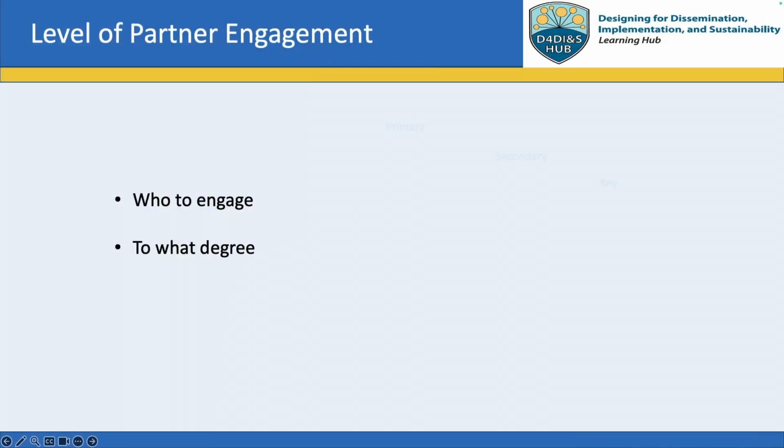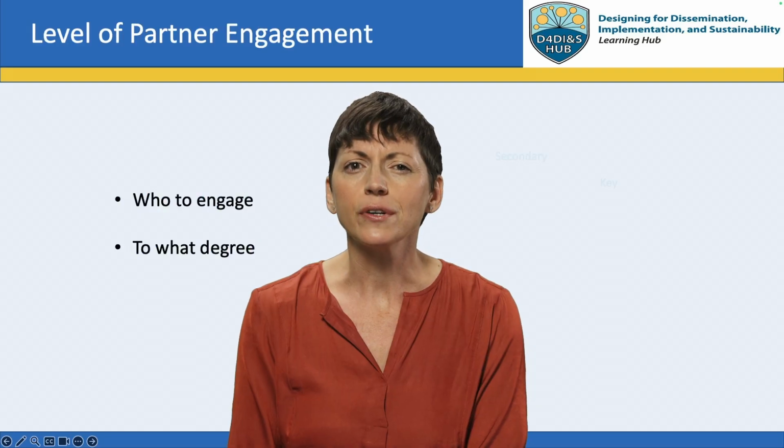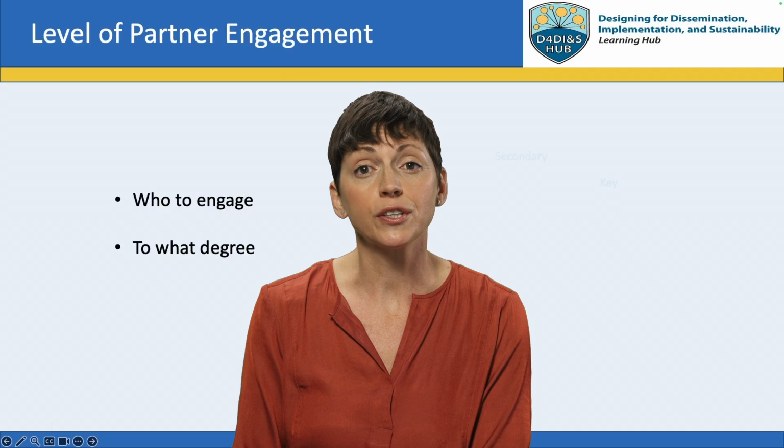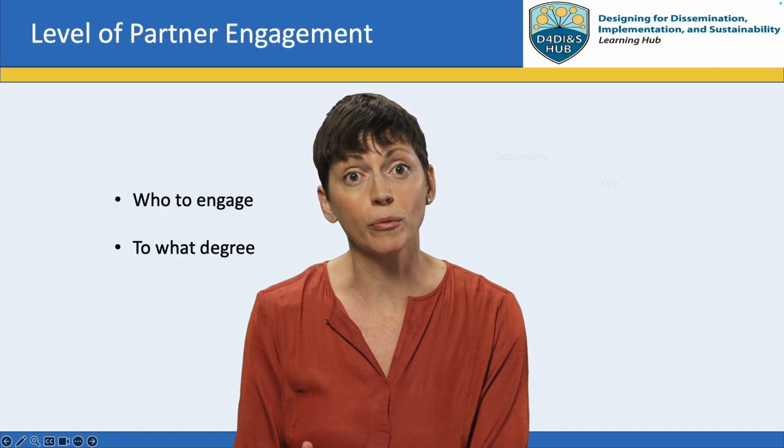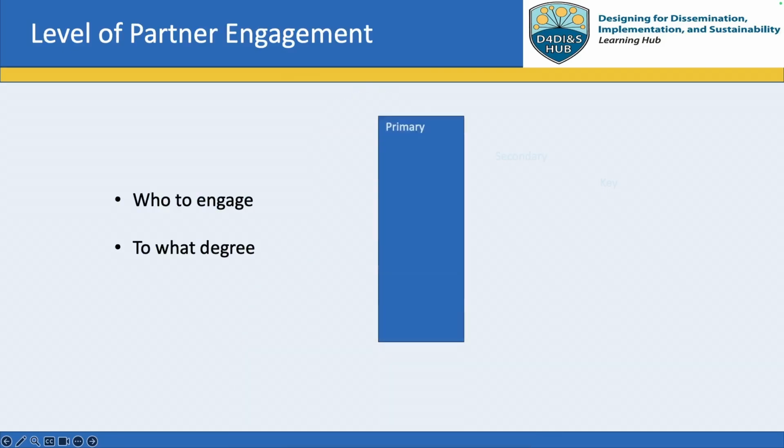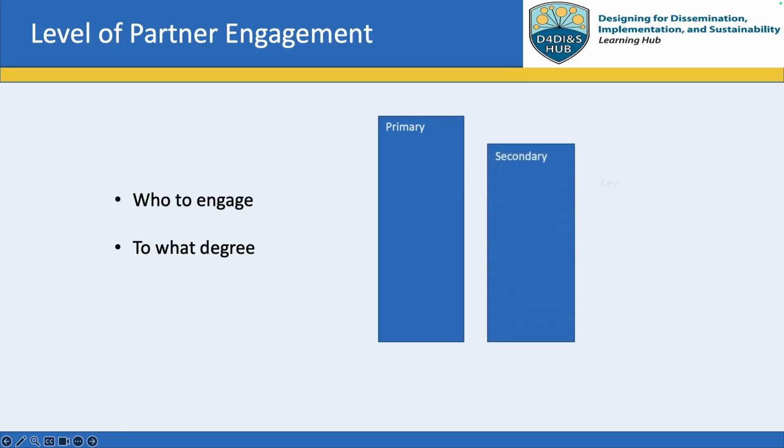One way to characterize partners is by their relationship to the intervention. It's important to consider who to engage and to what degree, since this will vary between your partners. Primary partners are the people or groups directly affected, either positively or negatively, by your intervention. These are the beneficiaries or targets. Secondary partners are people or groups indirectly affected, either positively or negatively, by your intervention.